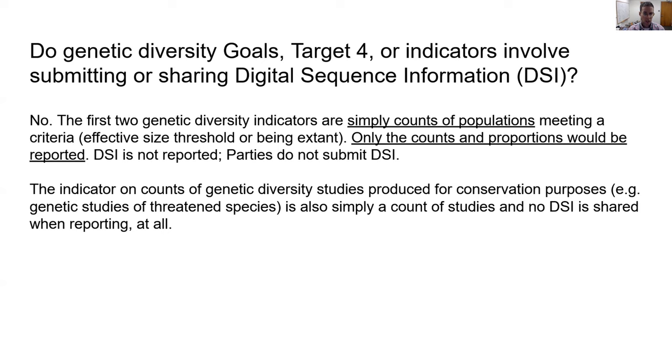Do the indicators involve digital sequence information? This is a common confusion at the CBD meetings, and these genetic diversity indicators do not involve any DSI. No DSI is reported. The only thing reported is the counts of populations meeting the effective size or populations maintained threshold. So only the counts and proportions of populations are reported. There is this indicator on genetic studies, but again, this is also only a count of such studies or a count of such species with studies, and no DSI is shared when reporting these indicators.